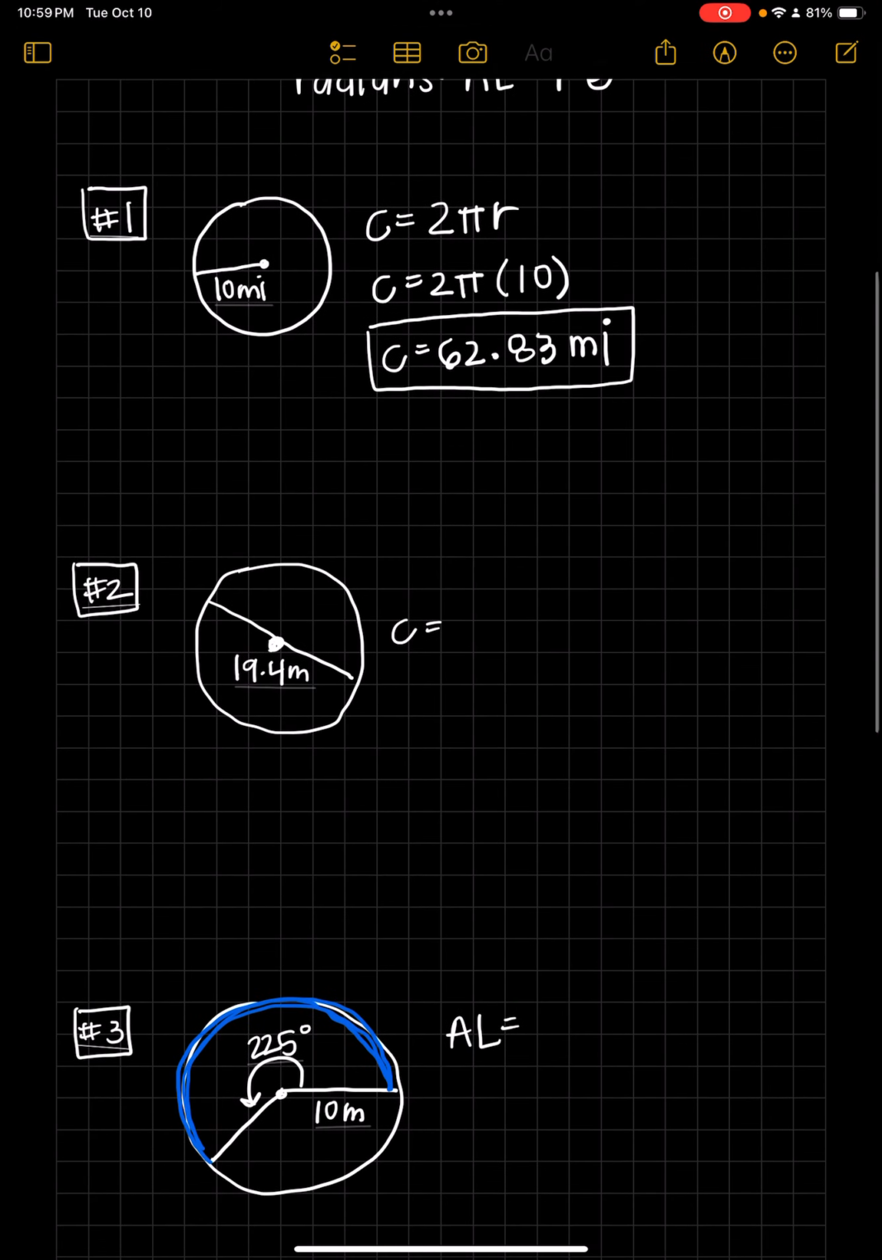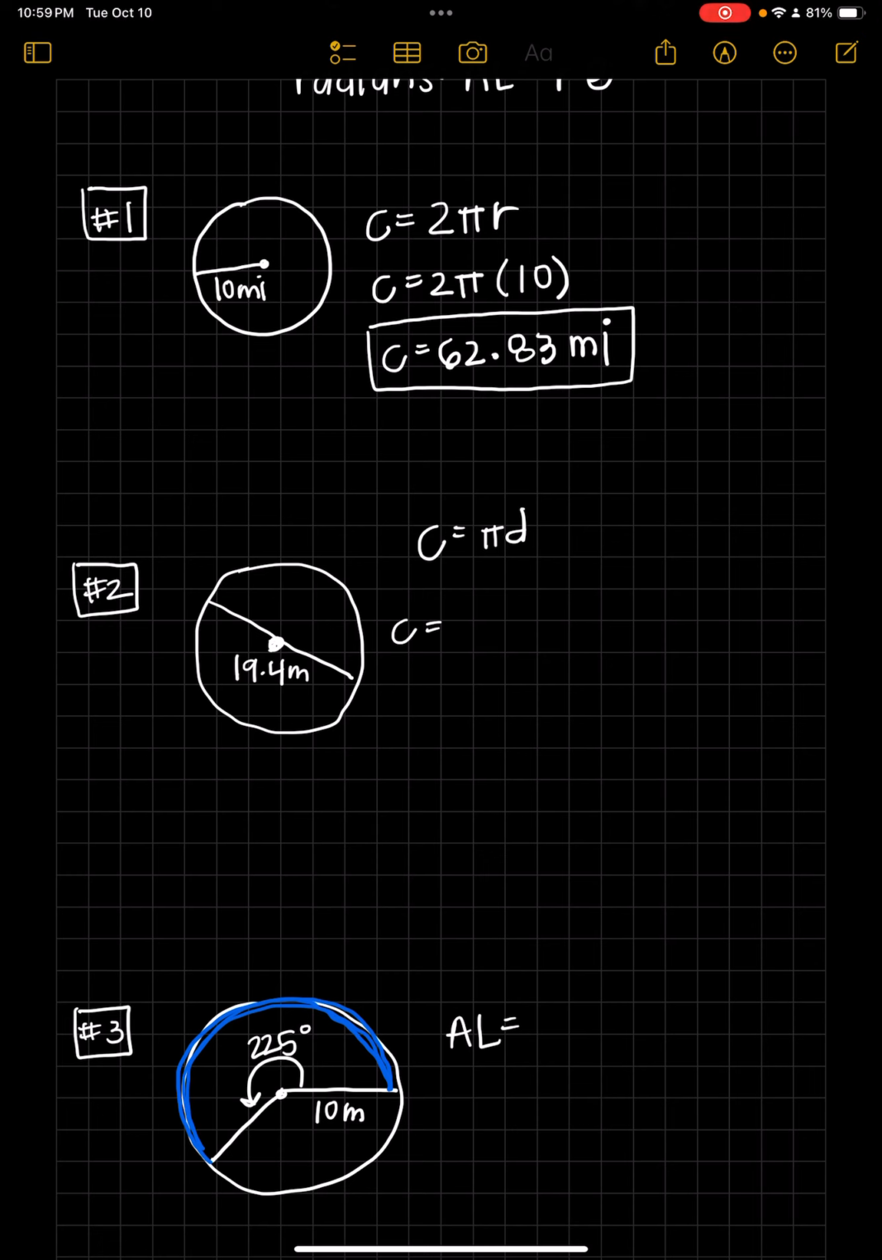So the second example gives us not a radius, but a diameter. So all the way through a circle is 19.4. But there's two different formulas for circumference. We didn't talk about one, but one of them is C is equal to pi times D. So potentially on this one, I can use the diameter.